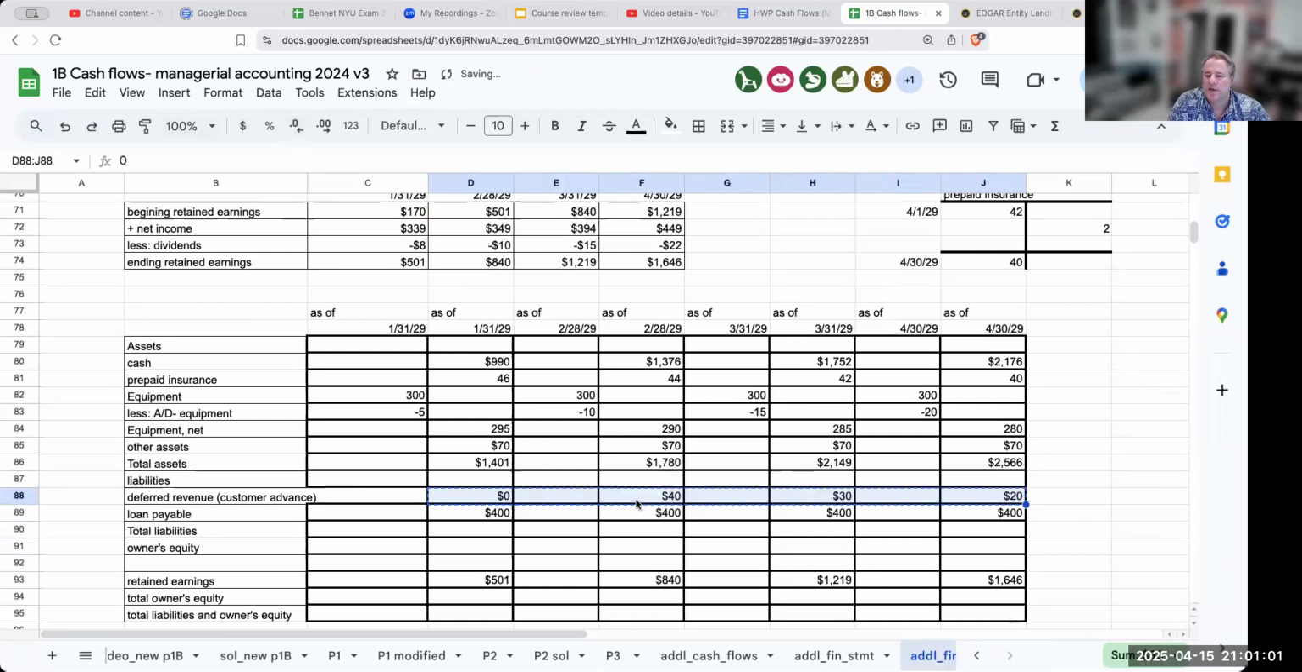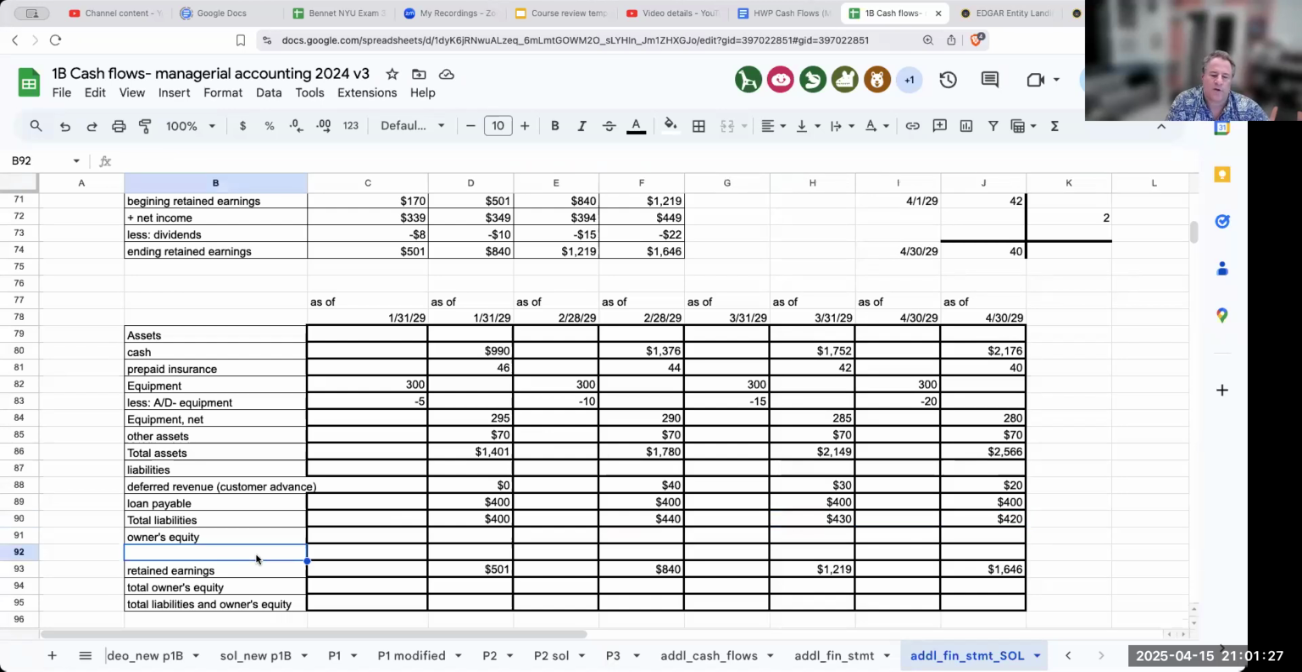Remember over here, because I had that deferred revenue, by me now going here and addressing this, this is starting to make a lot more sense. So over here, I've got my total liabilities for each month, basically a 400, which was just the loan. The deferred revenue did not kick in until the month of February. Then I've got March, and then I've got April.